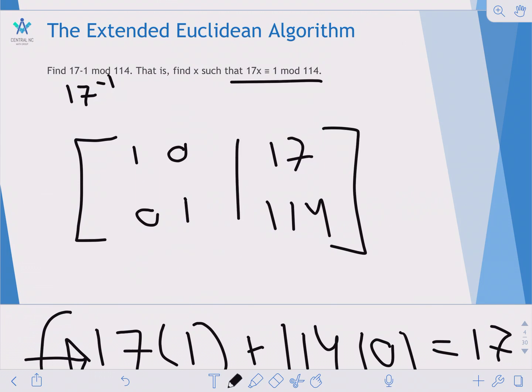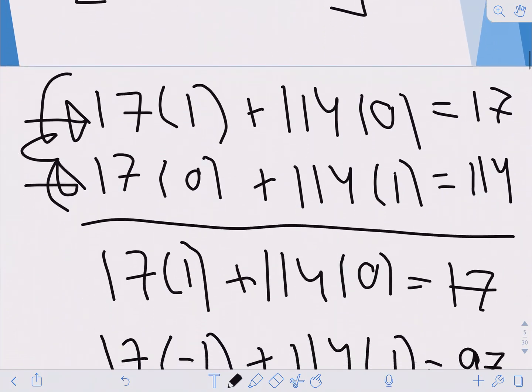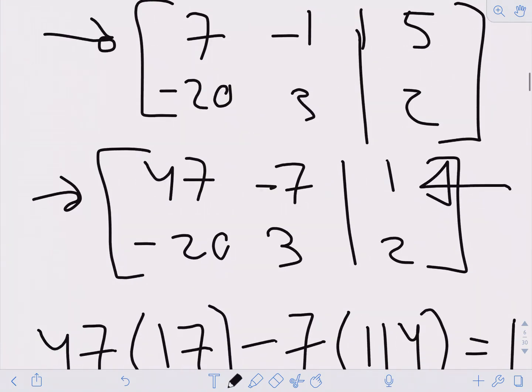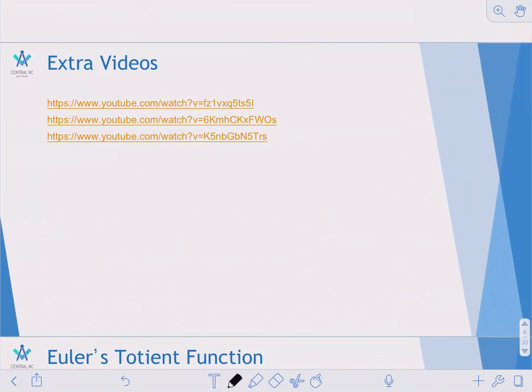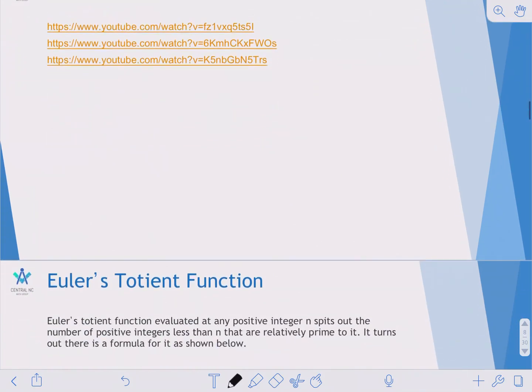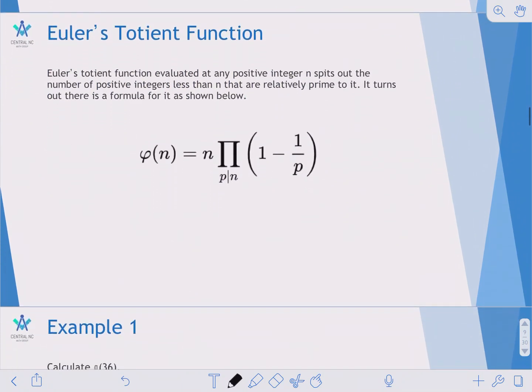Alright, so the reason it's called the extended Euclidean algorithm is essentially what you're doing is performing the Euclidean algorithm in the right-hand column and keeping track of the matrix in the left-hand column. And that extra matrix is the extension. Alright. Here are a few extra videos on the extended Euclidean algorithm if you're interested. Alright, let's move on to Euler's Totient function.